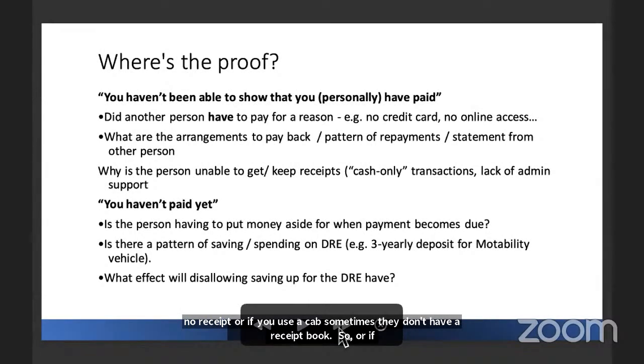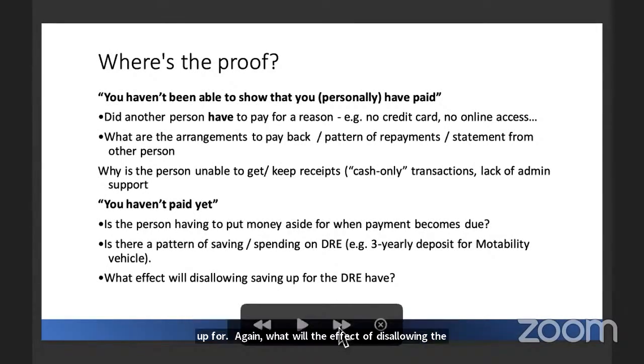And a local authority financial assessment officer might say, well, you haven't paid yet. So are you having to put money aside for when a payment becomes due? Is there a pattern of savings, like, for example, a 3 yearly deposit for a Motability vehicle? That's something that you need to be able to save up for. And again, what will the effect of disallowing the savings for the disability related expense be?